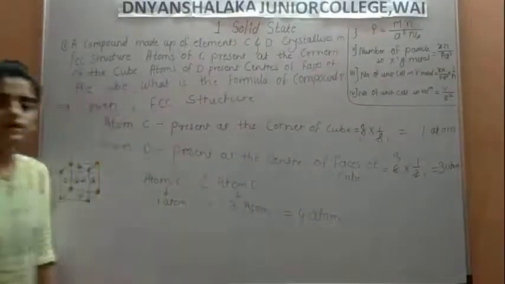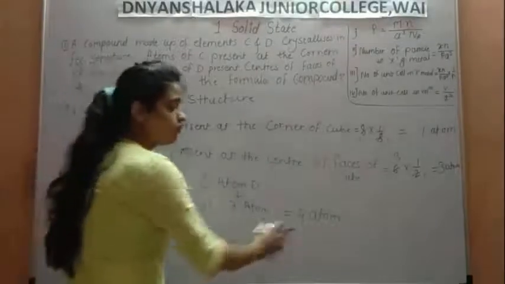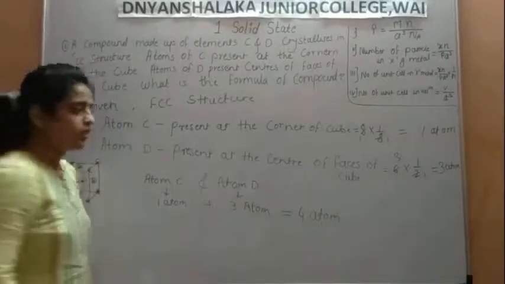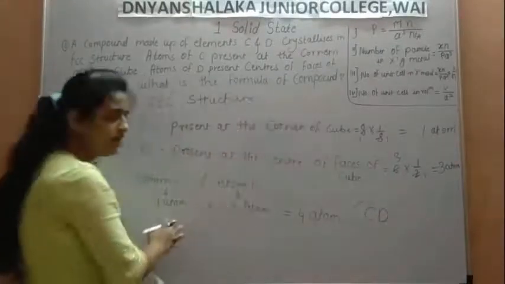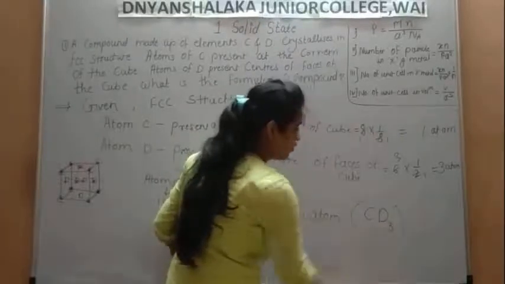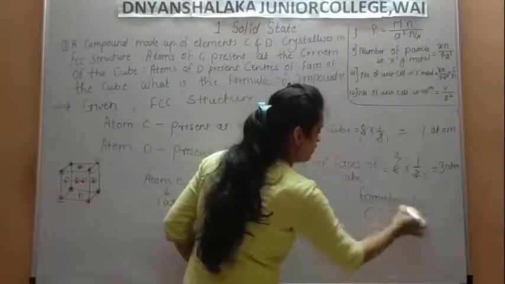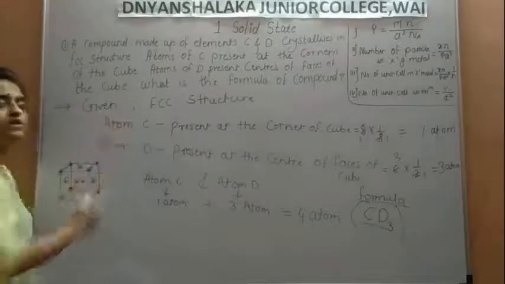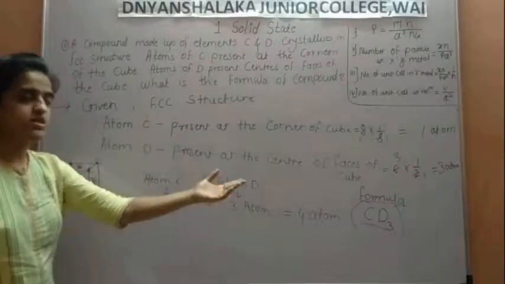This is the number of atoms contributing in the face centered cubic structure. So 4 atoms: C atom is only 1 and D atoms are 3. So the formula for this compound is C, only 1 atom, so we can't write the subscript, but D is 3. So the formula of this compound is CD3. This is the formula of the face centered cubic structure, CD3.